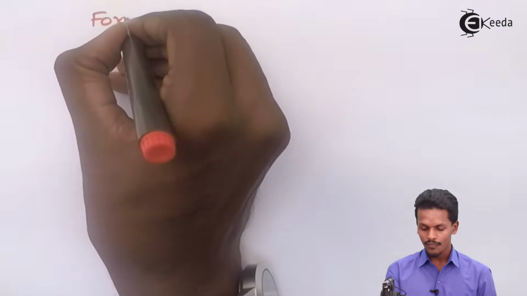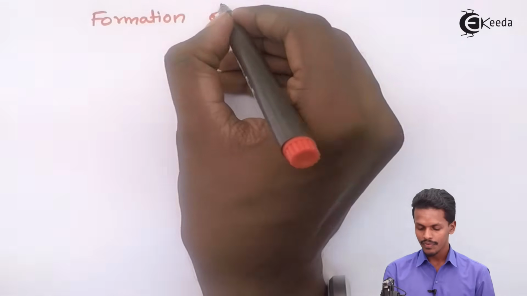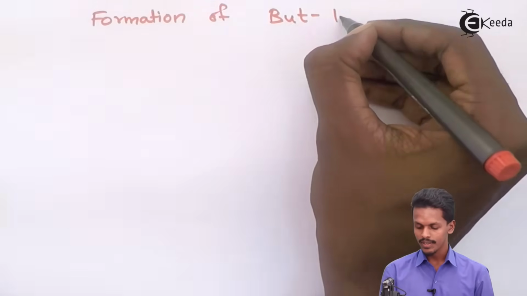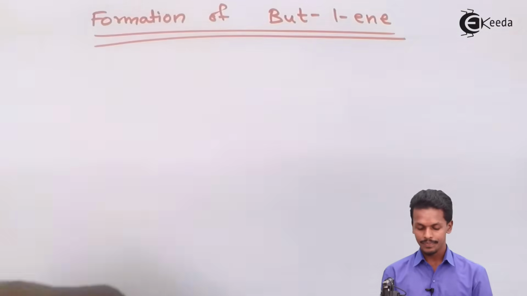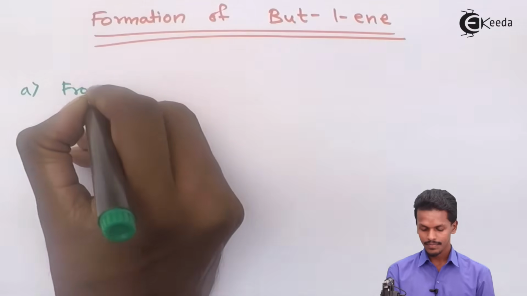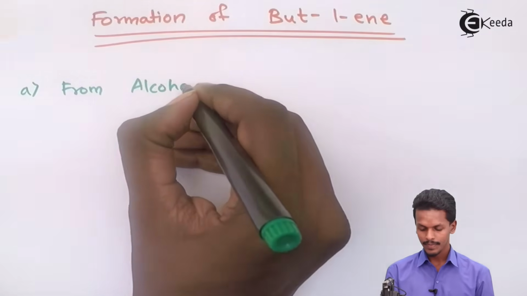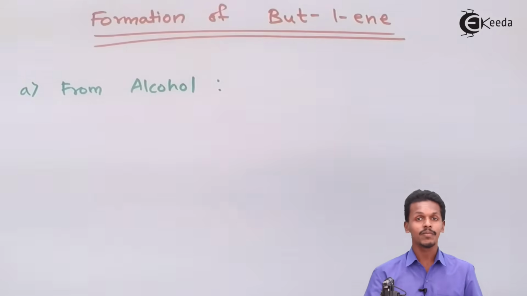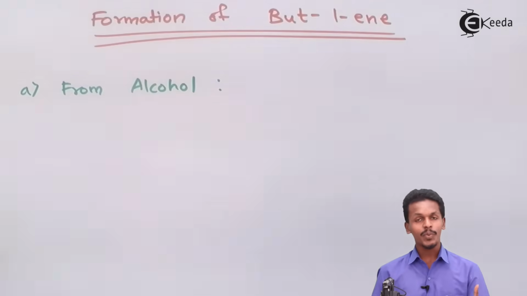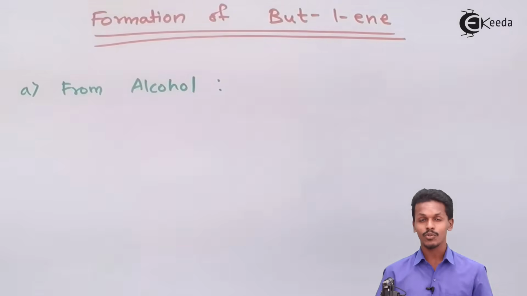Let me talk about the formation of but-1-ene. The first thing is from alcohol. But-1-ene, or butene, consists of 4 carbon atoms, with a carbon-carbon double bond between carbon number 1 and carbon number 2. This is the thing that we have to prepare, and we have to prepare it from an alcohol. So how can we prepare that? That is the main concern.